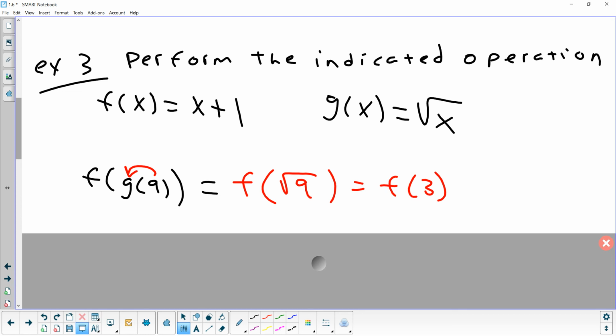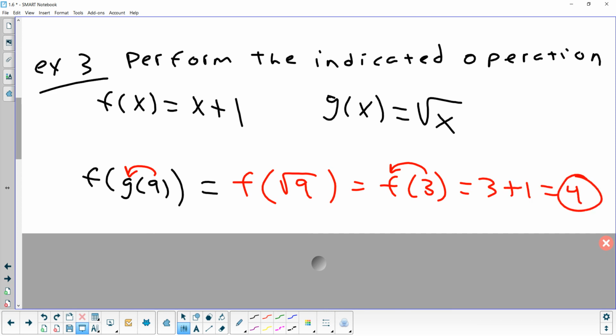Now I have f of 3. What does that mean to do? Chris? You plug 3 into x in f of x. Plug 3 in for x in the f of x formula. That would give me 3 plus 1, which is 4. That's composition.